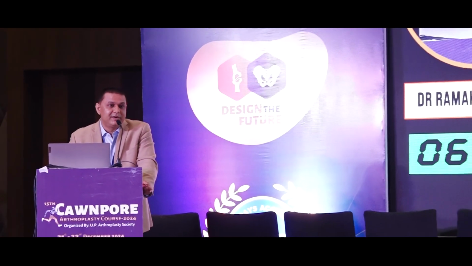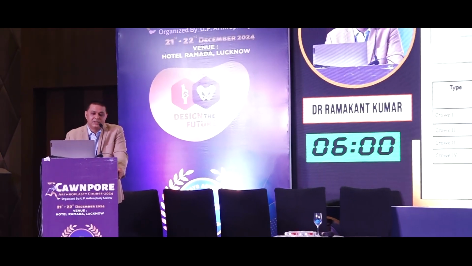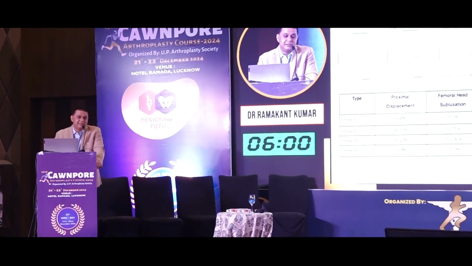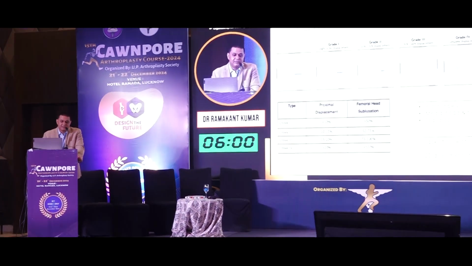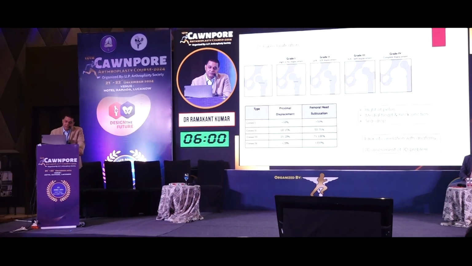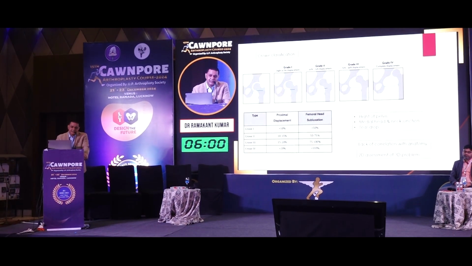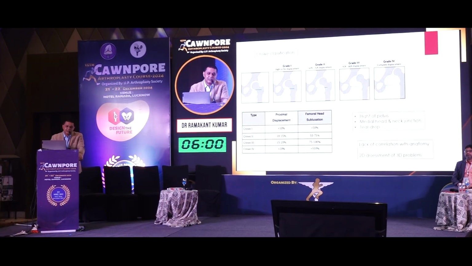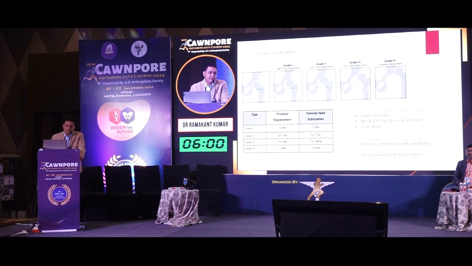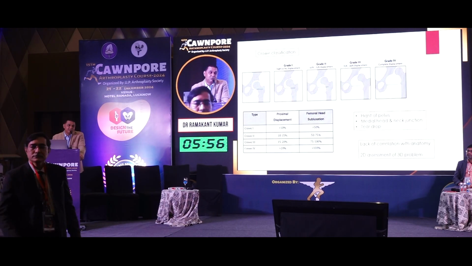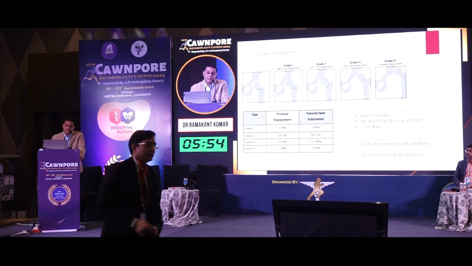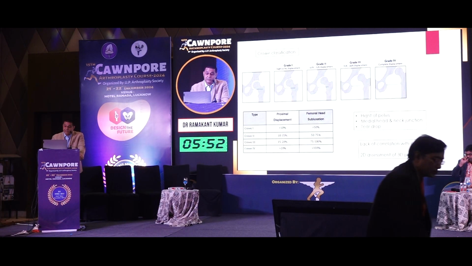There are two classification systems which are very popular. One is Crowe's classification, which is basically an X-ray based classification system, and it is like displacement of the proximal femur in relation to the teardrop. But the biggest disadvantage with Crowe's classification is it's based on X-ray, so it gives a 2D assessment of a 3D problem, and there is a lack of correlation with the anatomy.